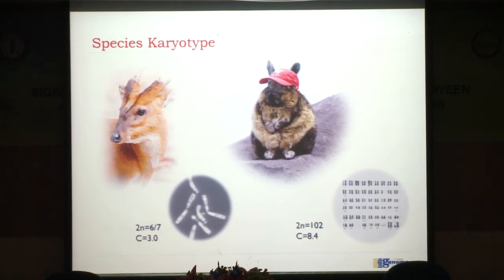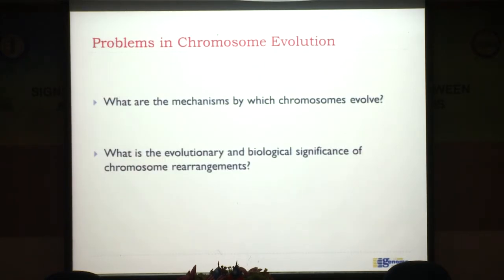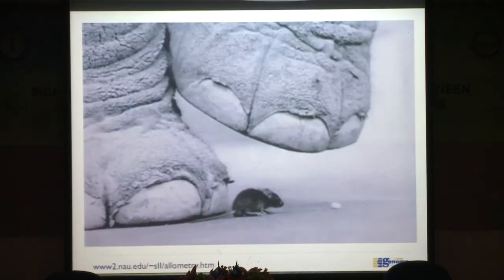So it's very clear that chromosomes represent a higher order of gene organization, but very little is actually known about how chromosome numbers evolve, what the evolutionary forces are that drive the numbers of chromosomes, and how the genes are organized on the chromosomes themselves. And so we've been interested in these two very fundamental basic questions. And those are, what are the mechanisms by which chromosomes evolve? And what is the evolutionary and biological significance of the chromosome rearrangements?